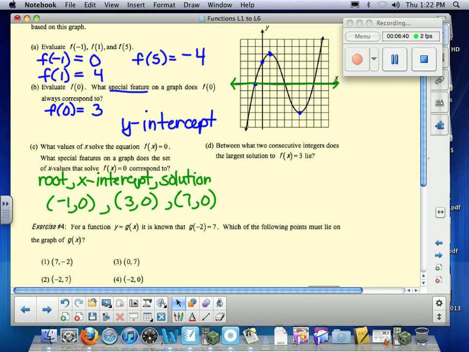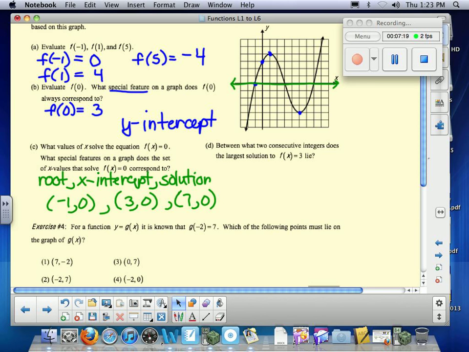Letter D. Between what two consecutive integers does the largest solution to f of x equals 3 lie? Hold on. Between what two consecutive integers? Stop right there. Consecutive integers. Any clarification on that vocabulary? Consecutive means they're right next to each other. Good? Yep. And integers means they're whole numbers, positive or negative. Somebody say okay. Okay. Thank you.